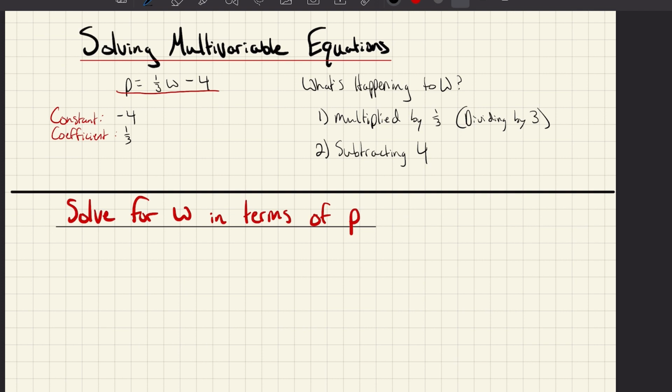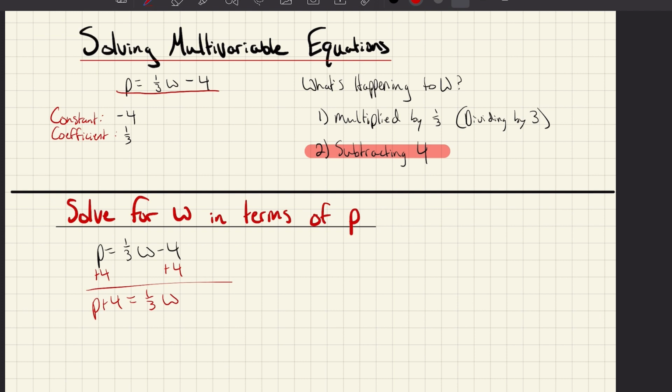So if I have the equation p in terms of w, so p equals 1/3 w minus 4, and I want to solve it for w as opposed to p, I need to start by undoing what's happening to w. The first thing I'm going to do to undo what's happening to w is the last thing that's happening, which is subtracting 4. So if I'm subtracting 4, I need to do the inverse operation of subtraction, which is addition, and add 4 to both sides. When I add 4 to both sides, I have p plus 4 is equal to 1/3 w.